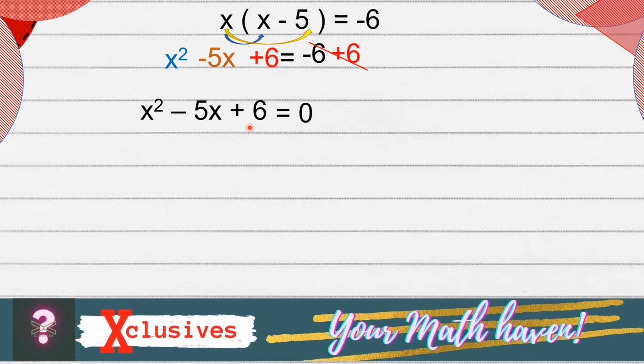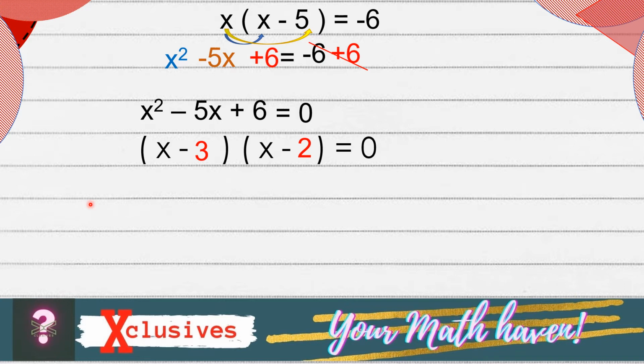Now, we can solve for the roots of this equation. We may use factoring. And the pattern of this equation is (x minus )(x minus ). Now, let us think of two numbers that if we multiply, the result is 6, and if we add, the result is negative 5. And those numbers are negative 3 and negative 2.